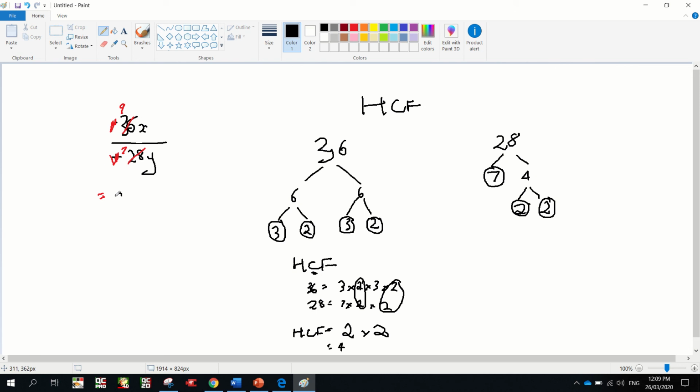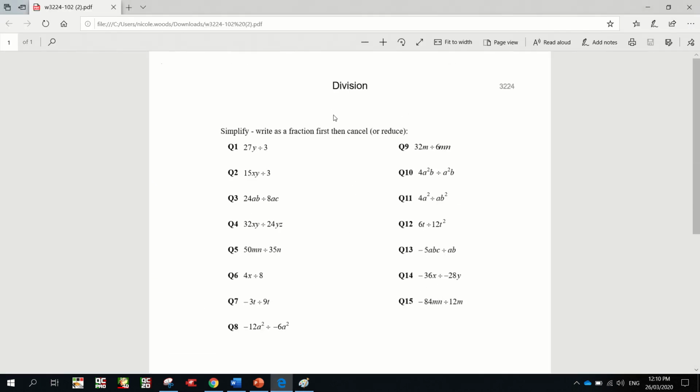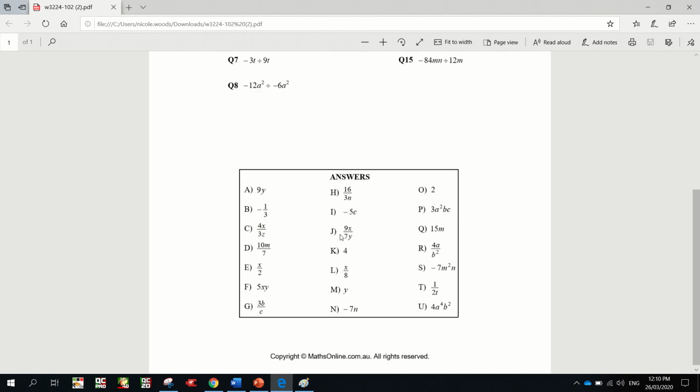Okay, up the top we've got a 9 and an x. And down the bottom we've got a 7 and a y. All right, that should be our answer, 9x over 7y. And our answers, here's the sheet. That was the question. And down here, there you go, J, 9x over 7y.